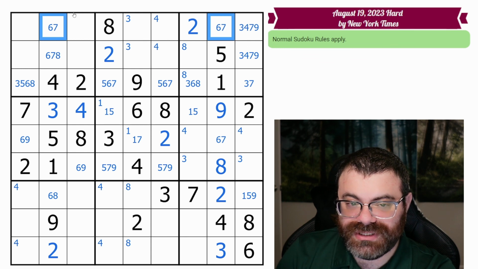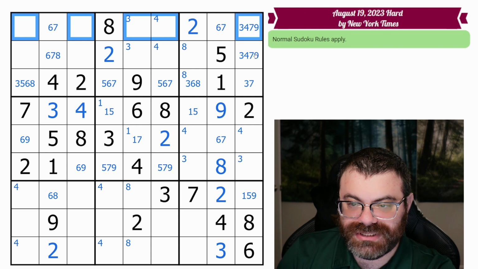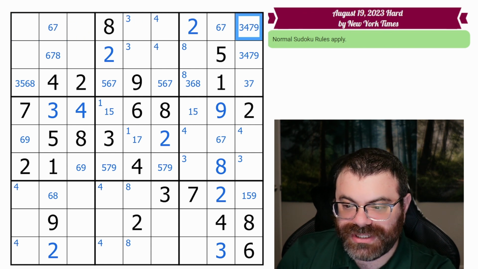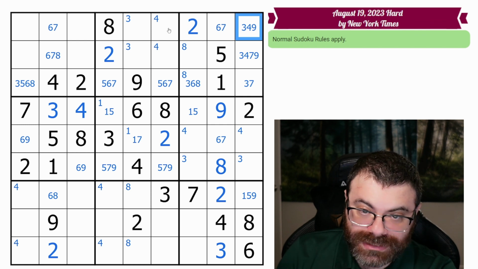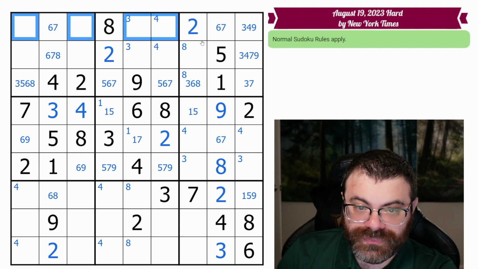So 6 and 7 are in these 2 cells. This is called a naked pair. Then none of the other cells can be 6 or 7, or we'd end up with 2 6s or 2 7s in the row, right? That's a naked pair. So that's not a 7. And then none of these are 6 or 7.